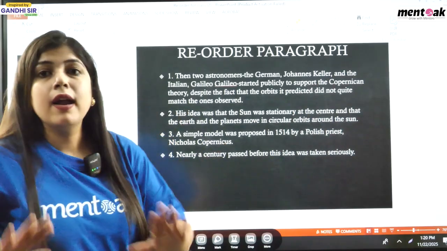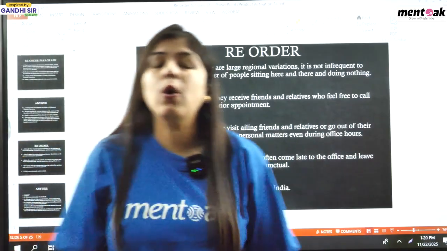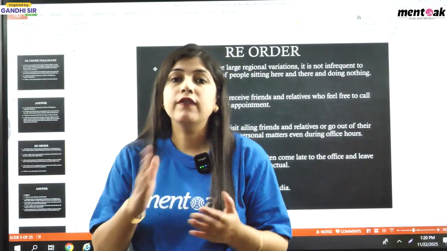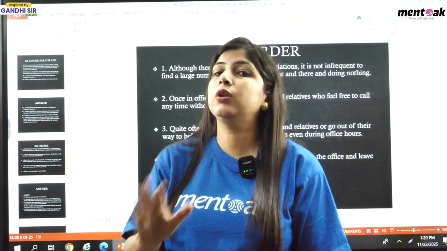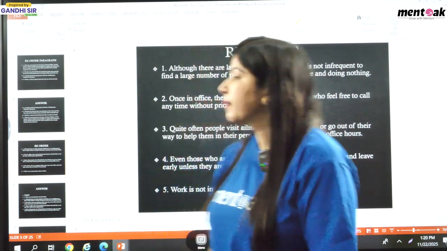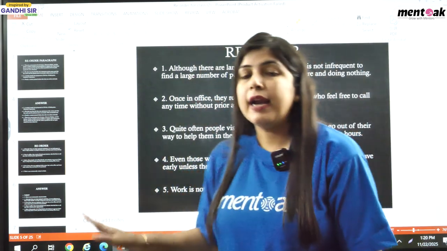That is basically the dependent connector. So what we need to take care of, we have to find out the independent line for the introduction, not the dependent line. So this line cannot be at the first place.